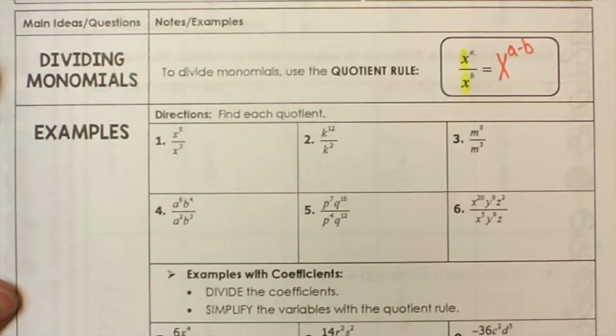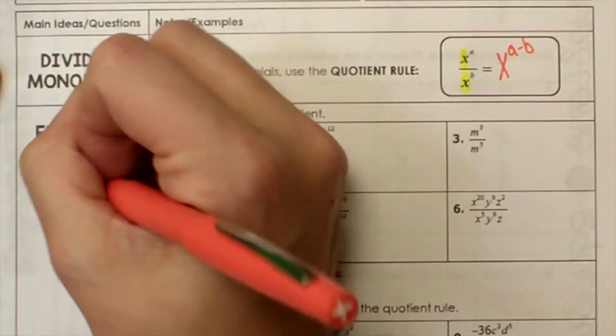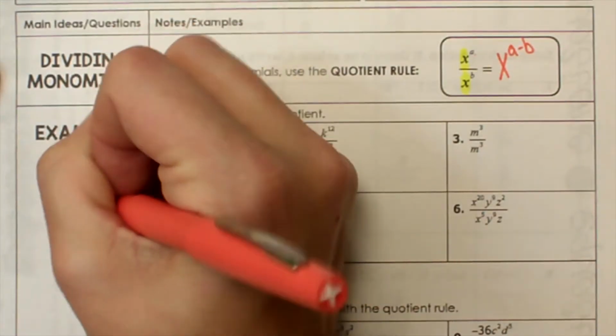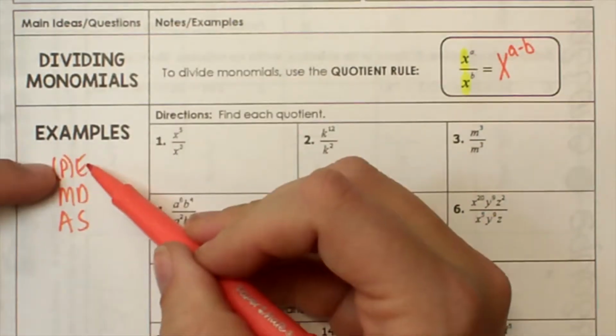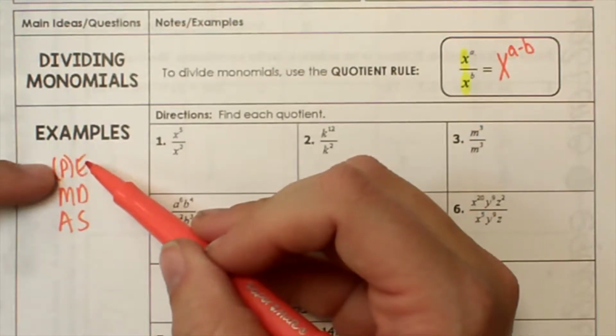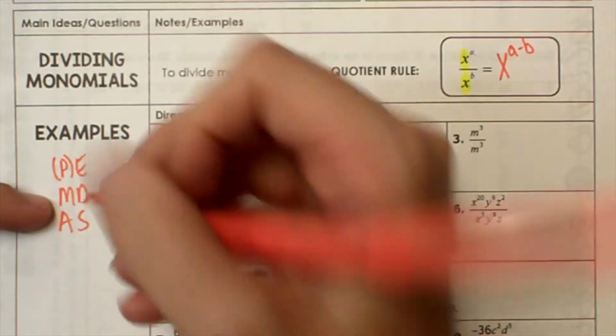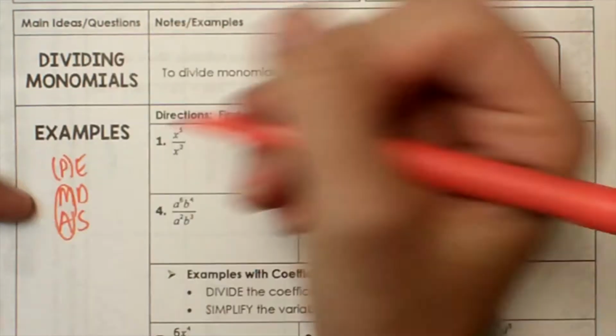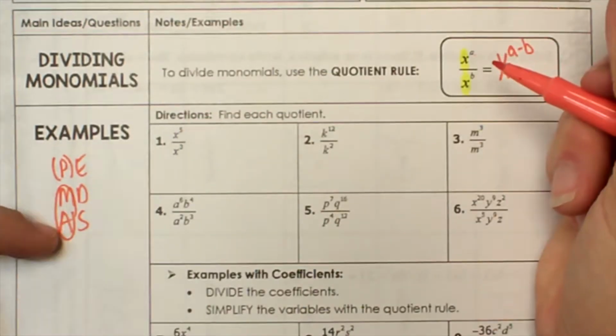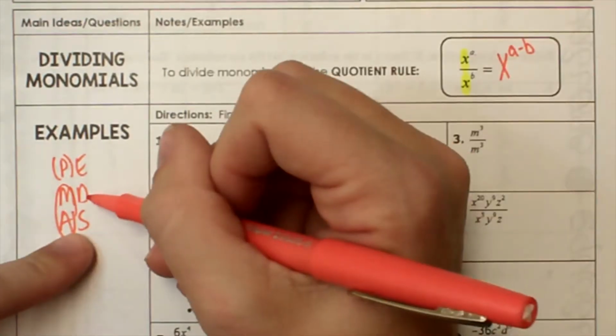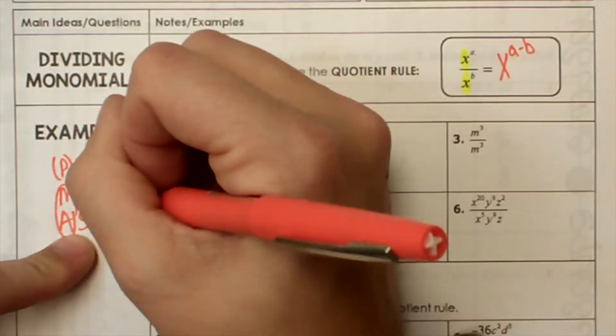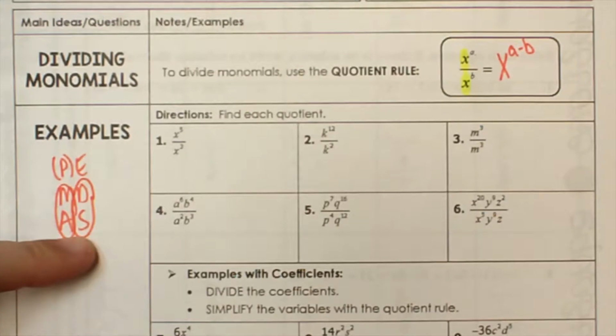So I told you PEMDAS would come back. You take care of your parentheses, okay? You can take care of them by multiplying. When you multiply your exponents, you actually add them. You keep the base and you add the exponents. When you divide exponents, you keep the base and subtract your exponents.